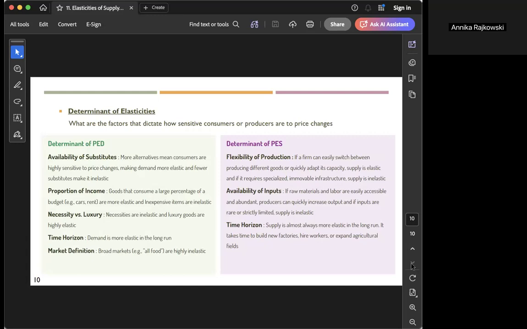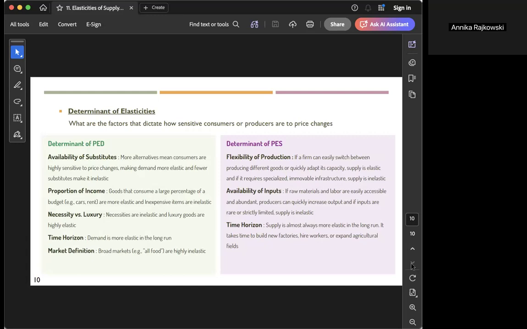But in the long run, after prices increase, firms can adapt. They can build more factories or hire more workers. They can even purchase new equipment, or new firms can enter the market. So as a result, supply is usually much more elastic in the long run than in the short run. This idea appears everywhere in economics. So time makes supply and demand more flexible and gives them more options to choose from.